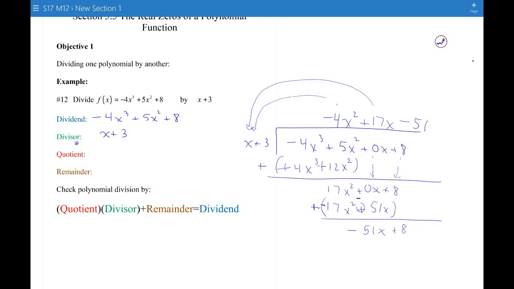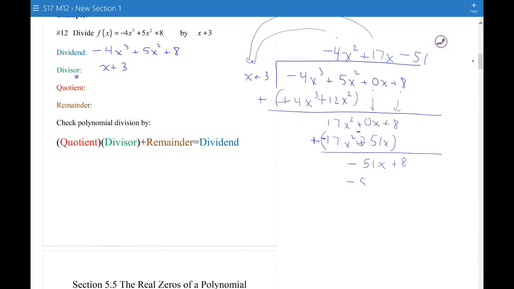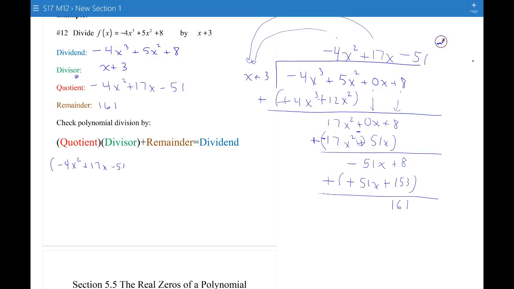So I'm going to have minus 51, so minus 51x minus 153, and I'm going to subtract, which means change all the signs and add. So it looks like I have a remainder of 161. So 161 is the remainder. The quotient is the part on top, negative 4x squared plus 17x minus 51. And you can check polynomial division by doing the quotient, negative 4x squared plus 17x minus 51, times the divisor, x plus 3, plus the remainder, and make sure it equals the dividend.